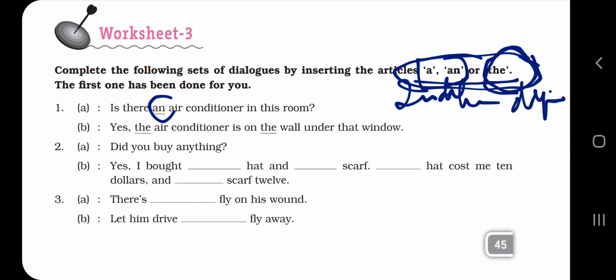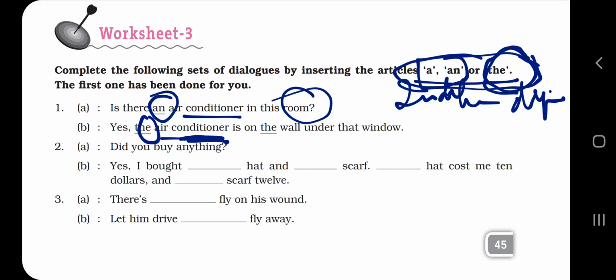Now see here, we are talking about any air conditioner, but next time when the answer is there, we are talking about the particular, specific, definite air conditioner which is there in this room. Okay, so in the next sentence we have used the. Yes, the air conditioner is on the wall under that window.